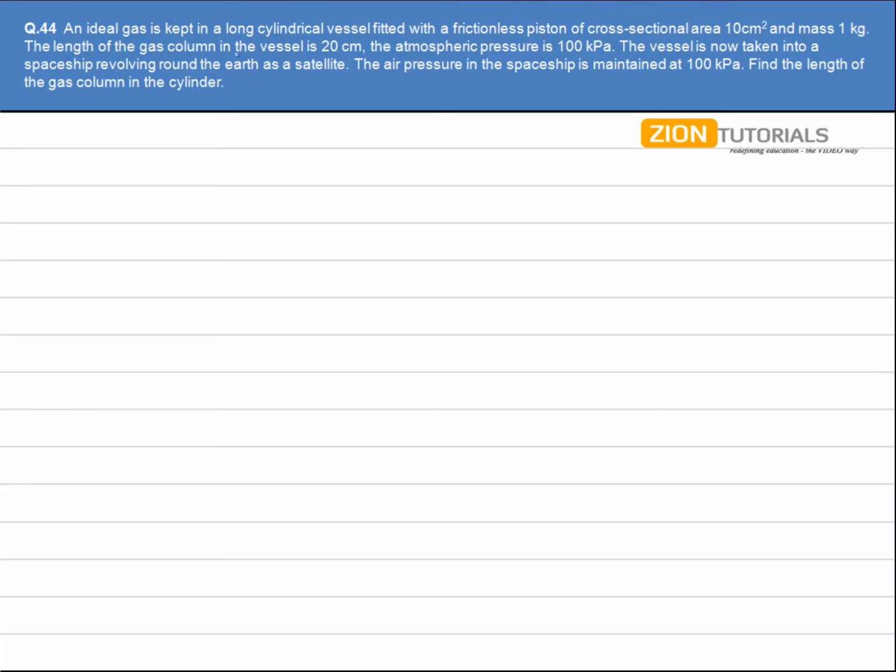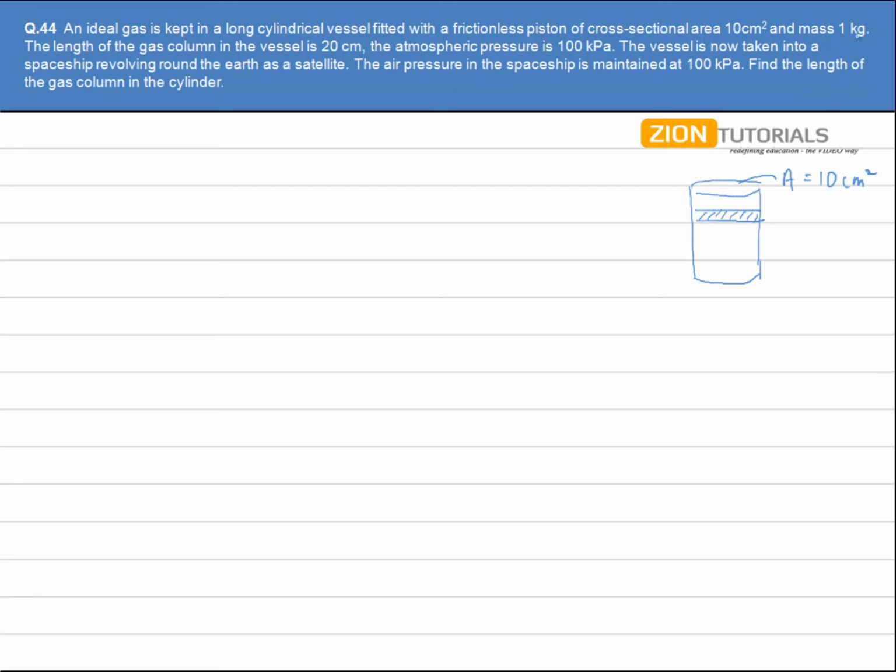Now let us see the question. An ideal gas is kept in a long cylindrical vessel fitted with a frictionless piston of cross-sectional area 10 centimeter square. Right. Now basically there is a cylindrical vessel, something of this sort. Now the piston, this is basically the piston, and whose area is 10 centimeter square, right?